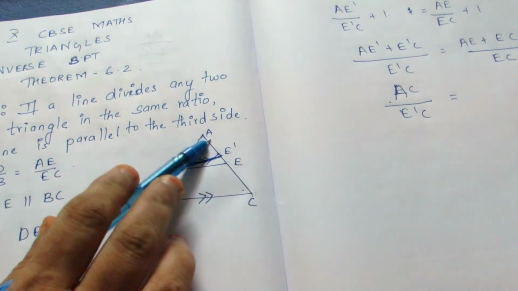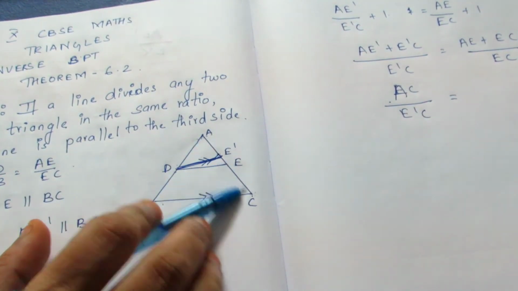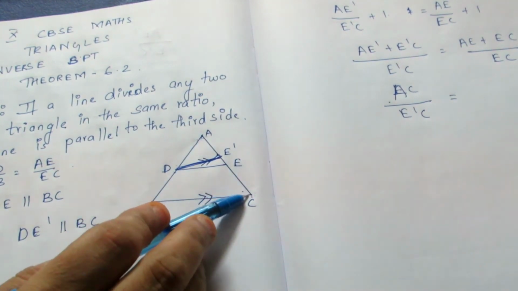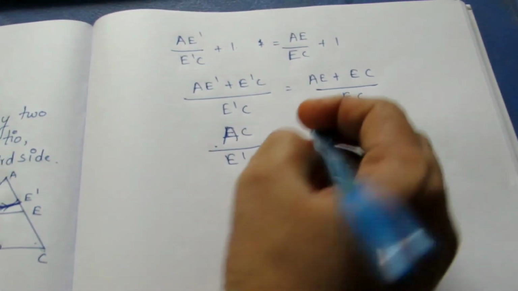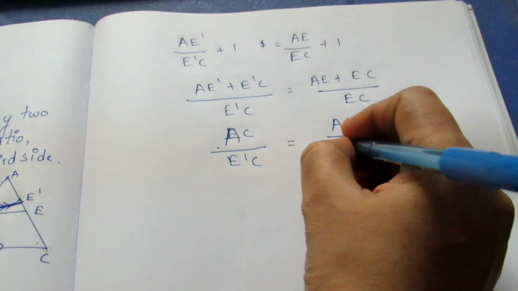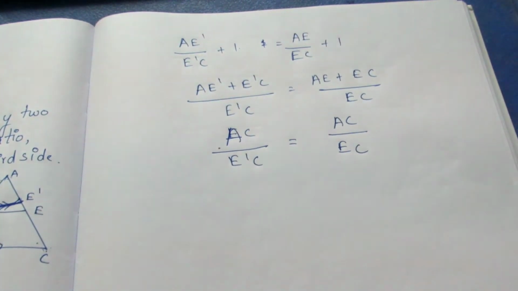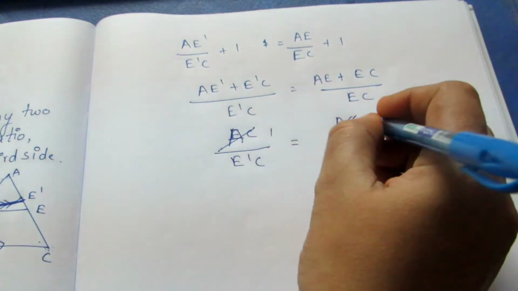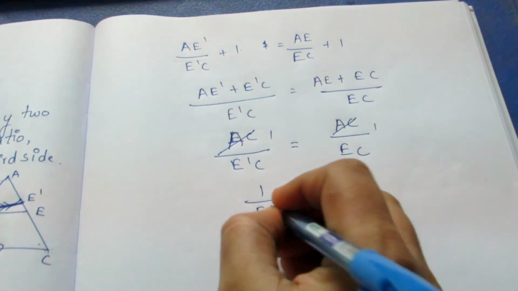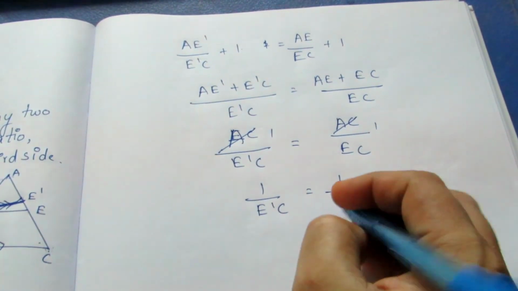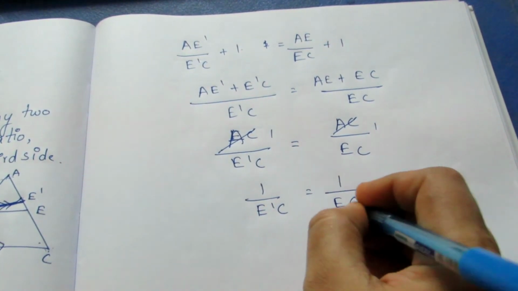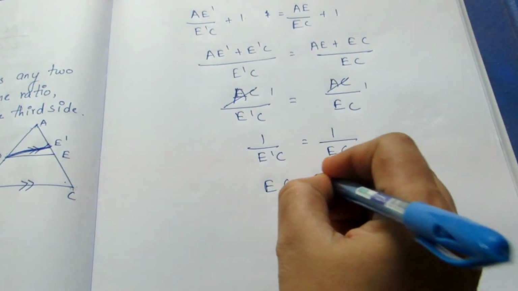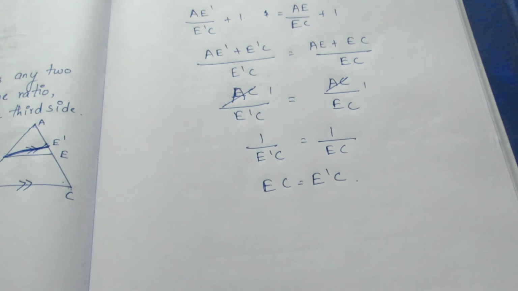AE plus EC is nothing but AC. Even this is nothing but AC, since this plus this is AC. So you can write this to be AC by EC. Here the numerators are the same, so we can cancel them and write 1 by E dash C and 1 by EC. If I cross multiply, this becomes EC is equal to E dash C.